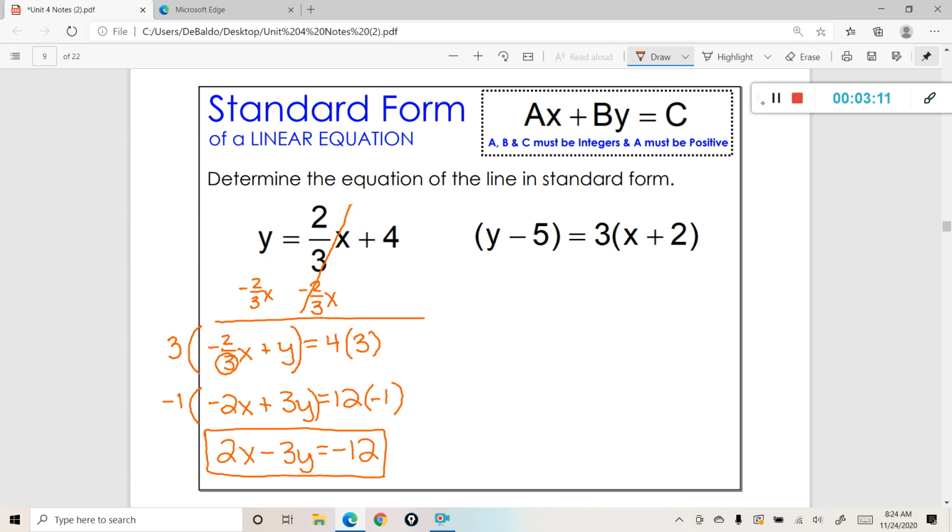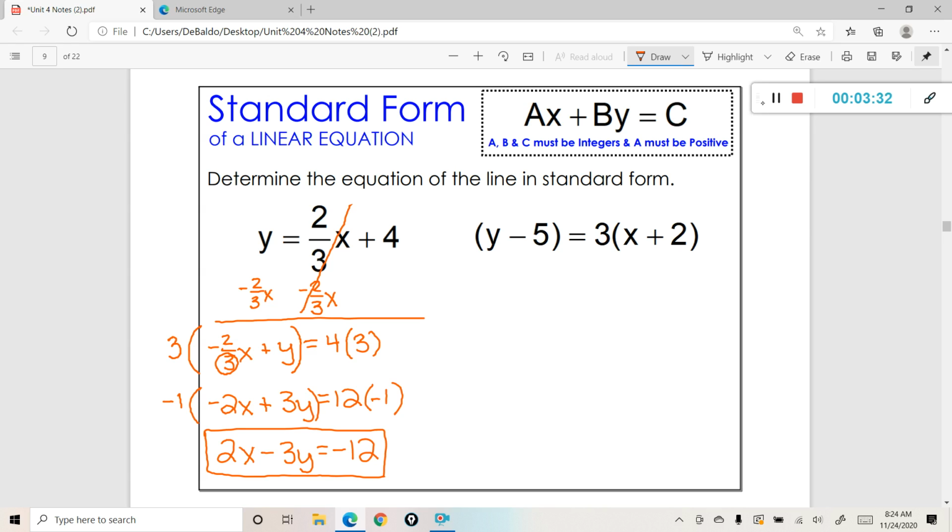Now, you might be wondering, couldn't I have multiplied this entire thing by negative 3 and done both of those steps in one? Absolutely. You could have multiplied by negative 3 to eliminate the fraction and the negative all at once. I did it in 2 steps just to show you those 2 steps are different. Okay, let's try another one.